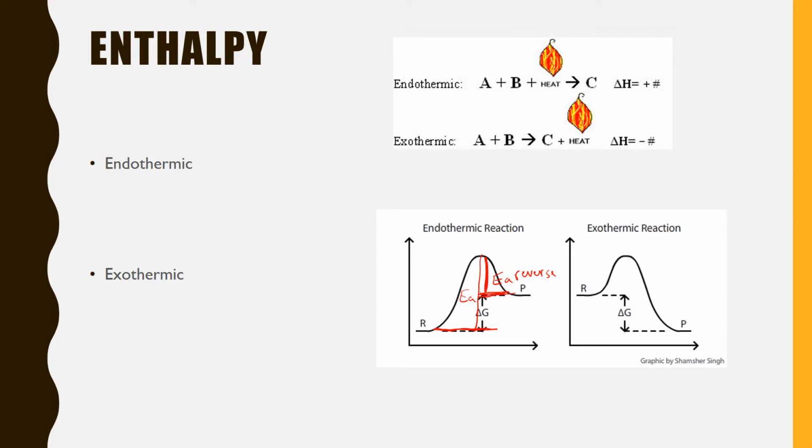You can also see that on this exothermic graph. So my forward activation energy is from my reactants to my peak. My reverse activation energy is from my products to my peak.